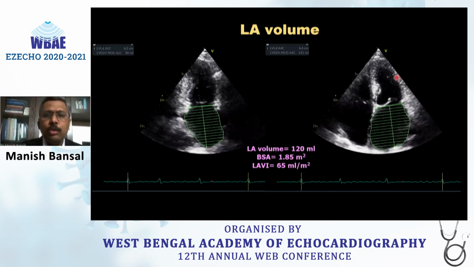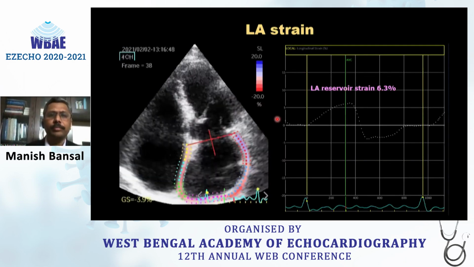LA volume was also measured. It was significantly increased, as was evident from the grayscale images also. LA volume index was 65 ml per meter square in this patient. Although we cannot totally rely on LA volume in this patient because, as I said, AF itself can cause this LA dilatation or LA cardiomyopathy can lead to such LA dilatation. But still, this tells us that LA pressure is significantly elevated.